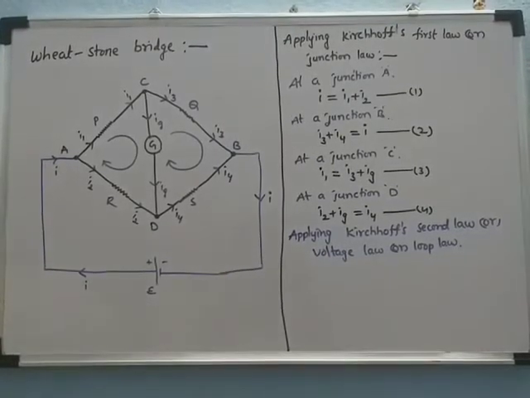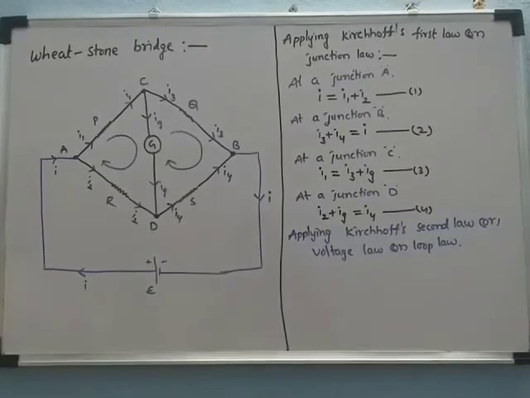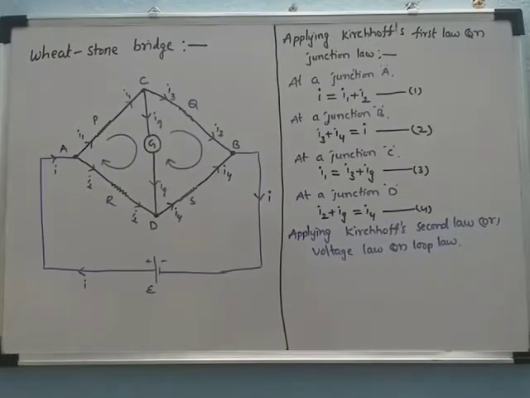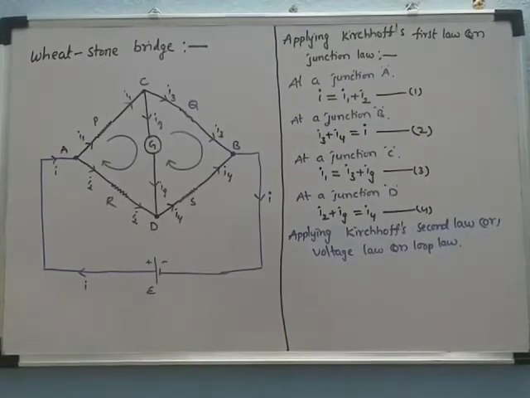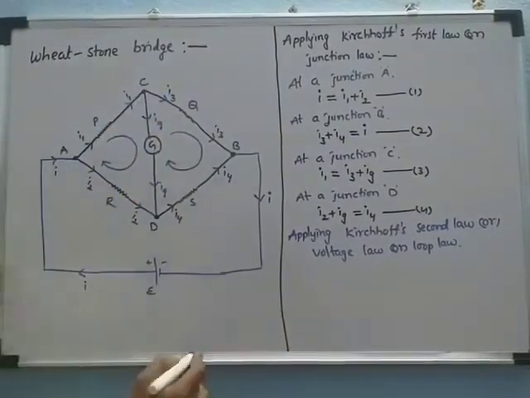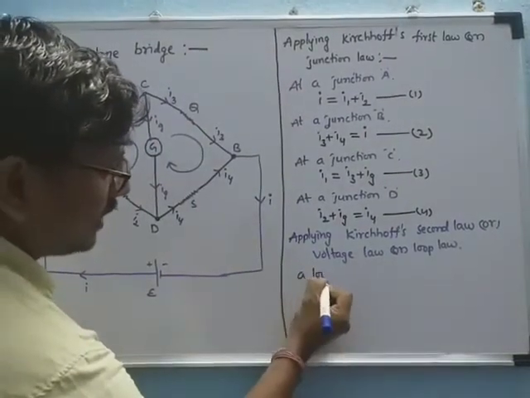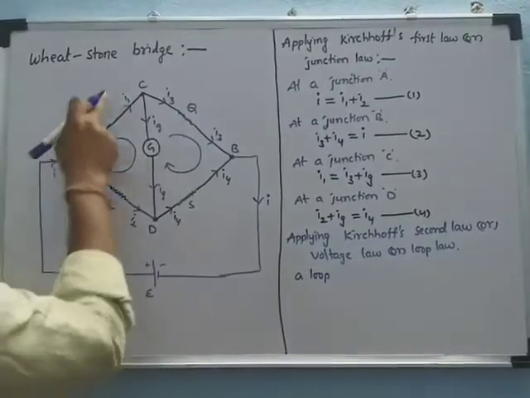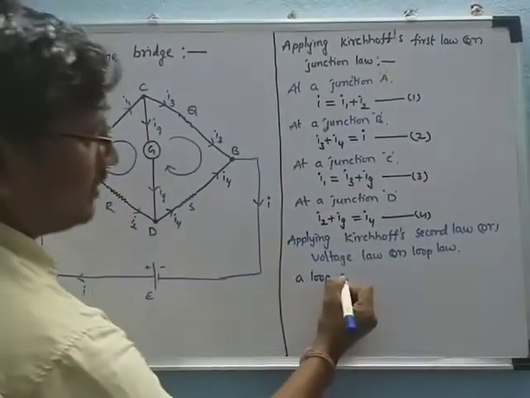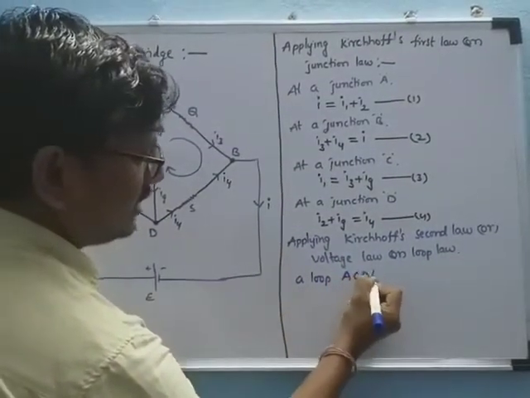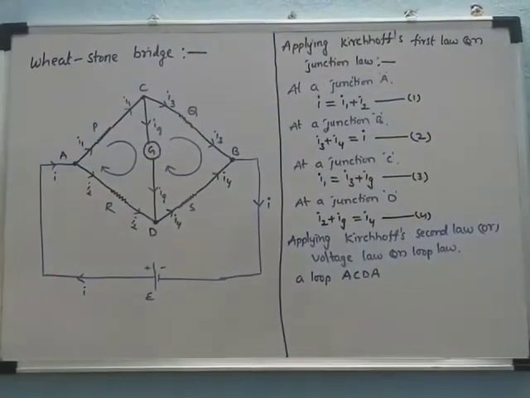And here there is a rule. See, what is the rule? When the current and loop have the same direction, we take it as negative. In the opposite direction, we take it as positive. Once again we can draw the diagram to take the loop. What loop is taken by A, C, D, A? A, C, D, A is one of the loops.